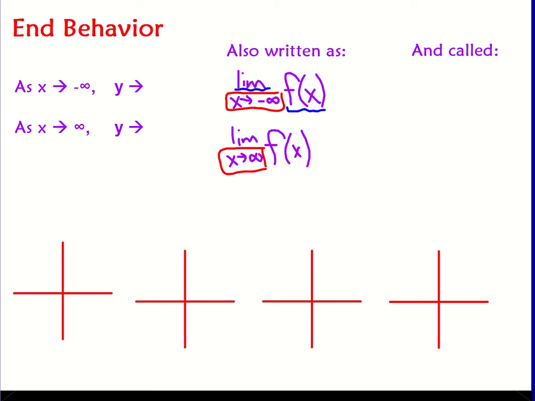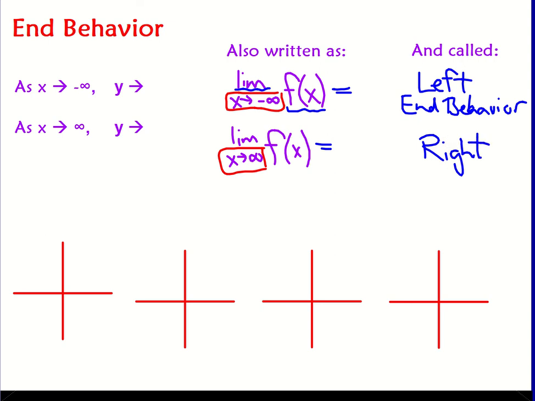And the limit just means where is that headed, where is y headed. So we don't actually say y is going anywhere when we use this notation. The limit is already indicating that we're looking at where it's headed, so we just say equals, and then we would say what number it equals. As x goes to the left, this is called the left end behavior. Go figure, right? And as x goes to the right, or positive infinity, that's called your right end behavior.